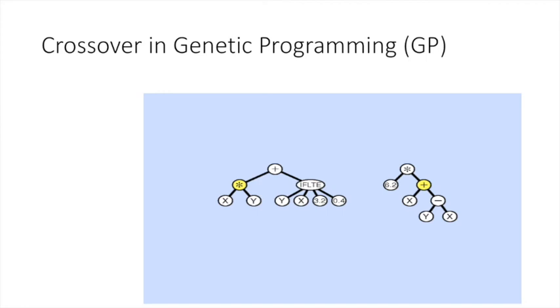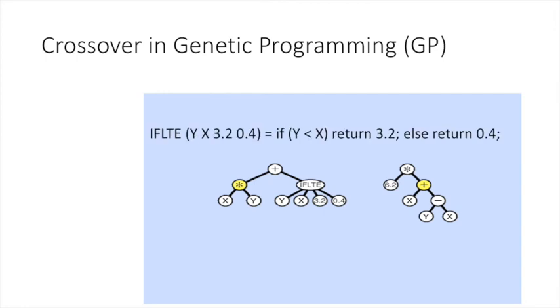So suppose we have two trees here. The one on the left is a mixture of an arithmetic expression and an if less than else expression from a program. Okay, so this IFLTE operator basically mimics the if less than else behavior. So this equals, if y is less than x, then return 3.2, else return 0.4. So this is expressed as a function IFLTE that takes 4 inputs, and its tree can be easily drawn.